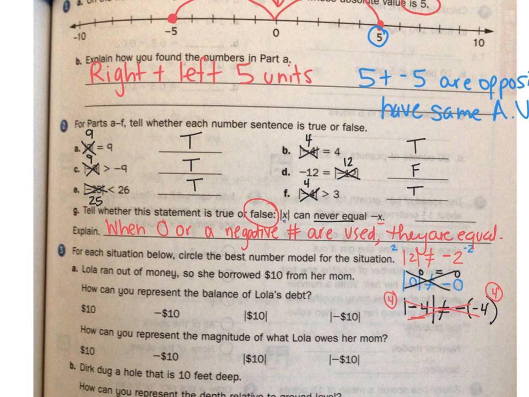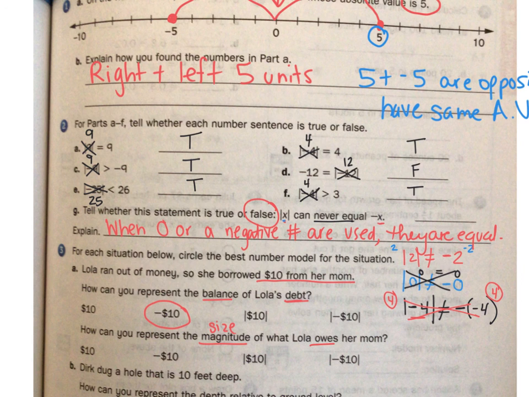If we look at some of the situations down here, Lola ran out of money, so she borrowed $10 from her mom. I typically borrow from Mr. Myers' wallet, but shh, don't tell him. So if she doesn't have any money and she borrows from her mom, we want to know the balance of her debt. She owes her mom money, right? So she doesn't have any money. She currently has -$10. That negative is telling us that she owes someone money. If we want to know the magnitude or the size of what she owes, well, she owes her mom $10. So if she owes her mom $10, she doesn't owe her -$10. Her account or her amount that she has right now is -10.